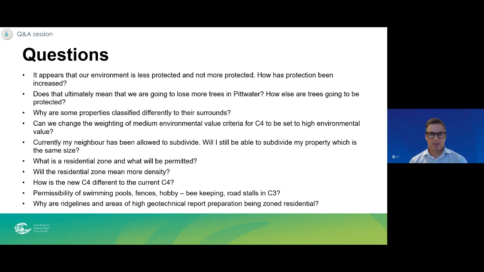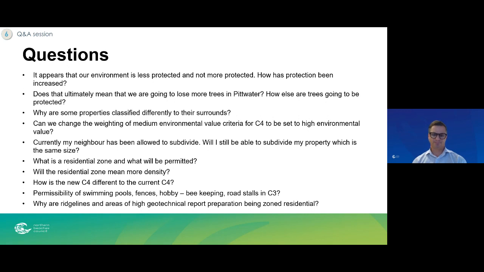Does that ultimately mean that we're going to lose more trees in Pittwater? How else are trees going to be protected? So again, there's a number of different controls that can apply to the protection of trees. Mapping of core habitats, biodiversity corridors and areas with high urban tree canopy cover is intended in Council's future planning controls in our LEP and DCP.